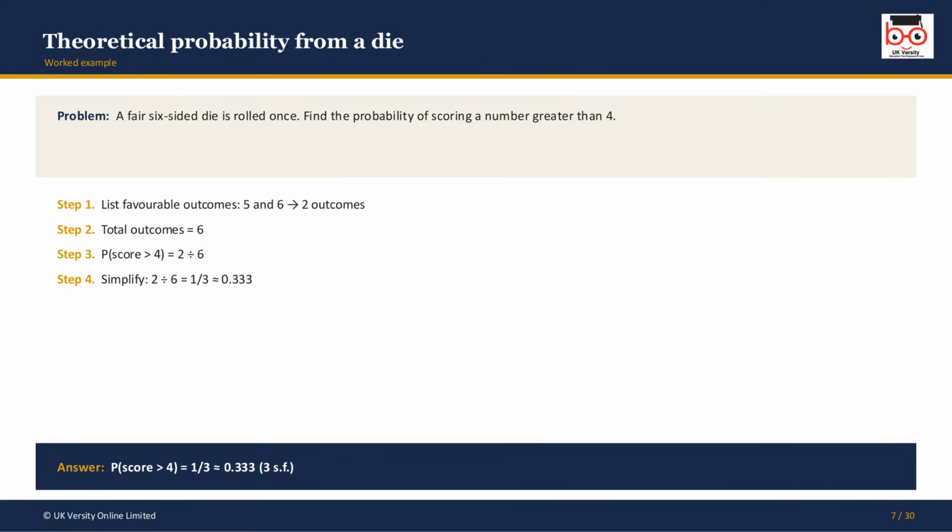Let's try one. We roll a fair 6-sided die once and want the probability of scoring more than 4. The favorable outcomes are 5 and 6, so that's 2 of them, out of 6 possible scores. That gives 2 divided by 6, which simplifies to 1/3, or about 0.333. So the probability of scoring more than 4 is 1/3.